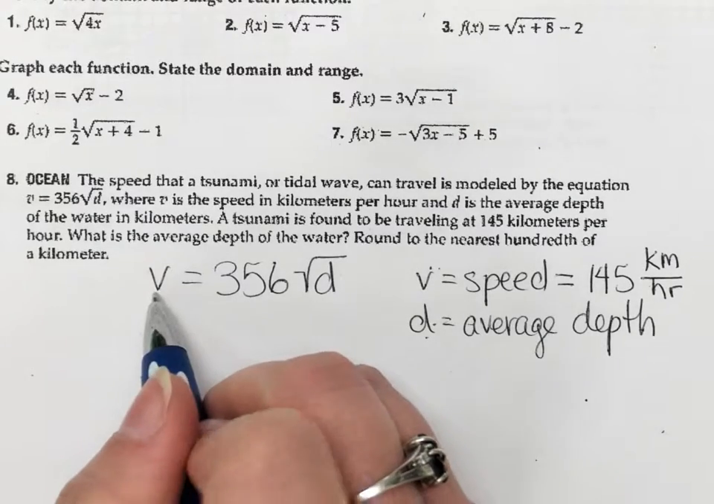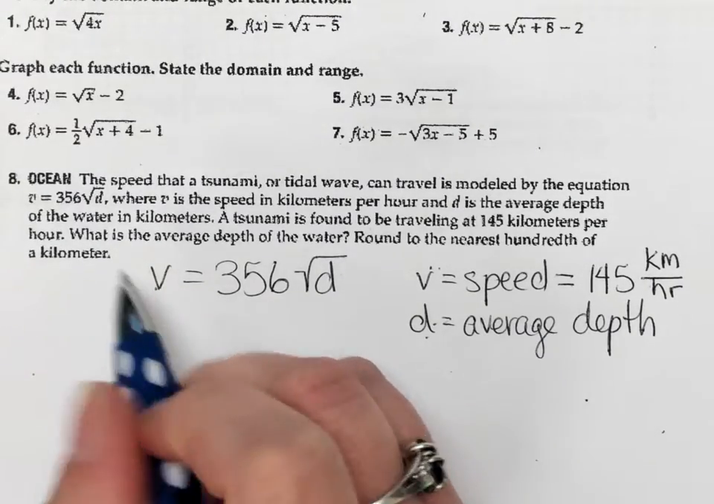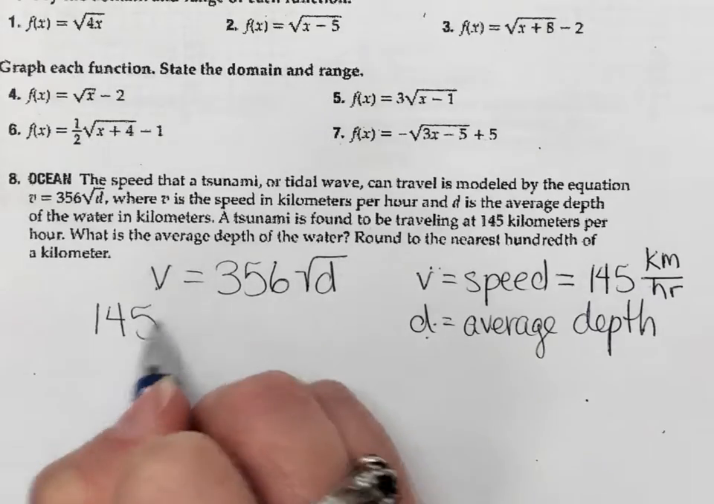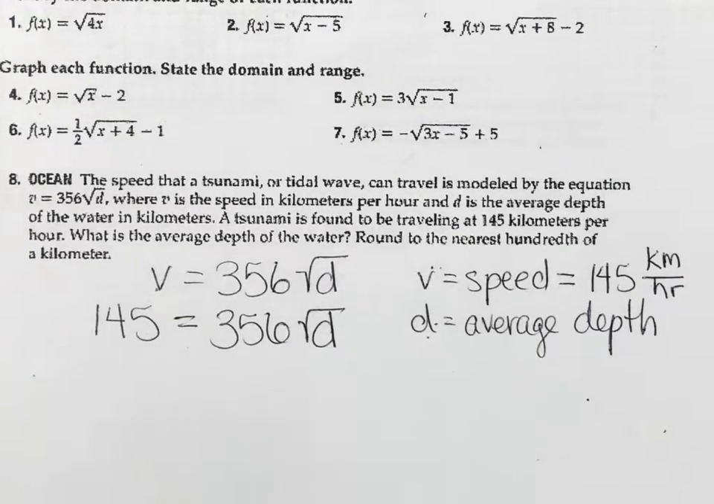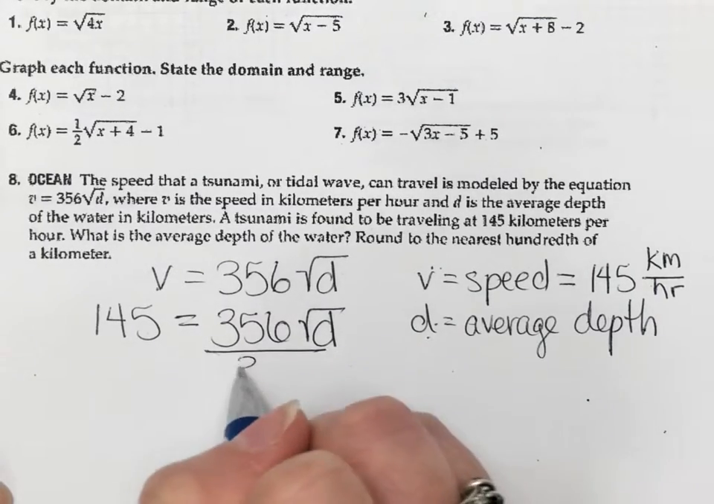All right, so here we go. So what can we do? We can plug it in. Instead of V, I can put 145. And I don't know D, right? So that means that I am solving for D. So what can I do first to solve for D? Divide.